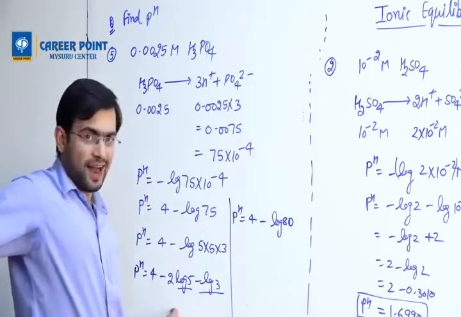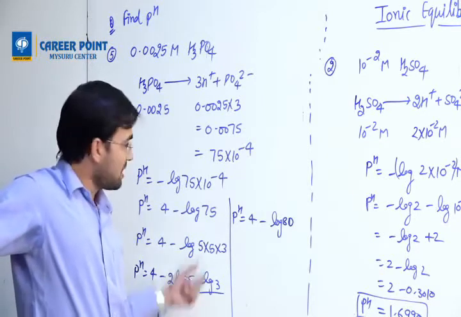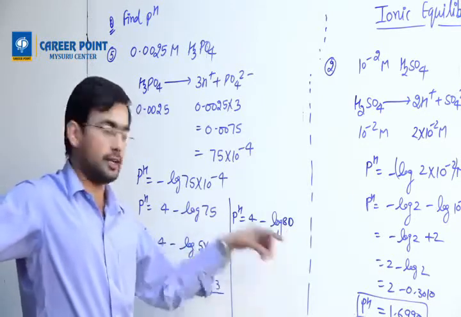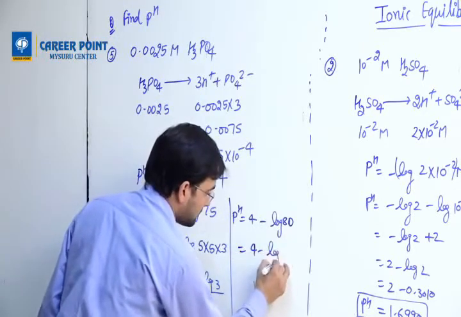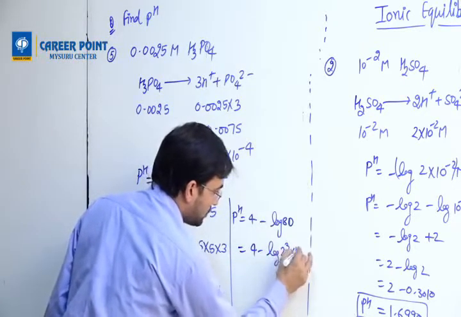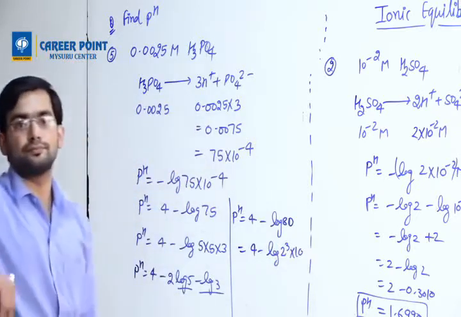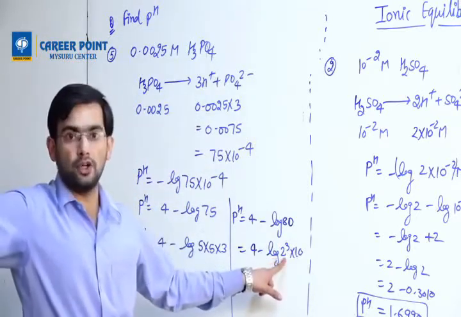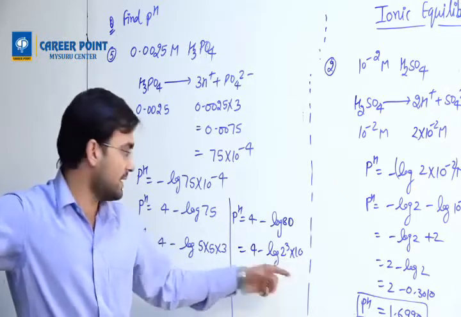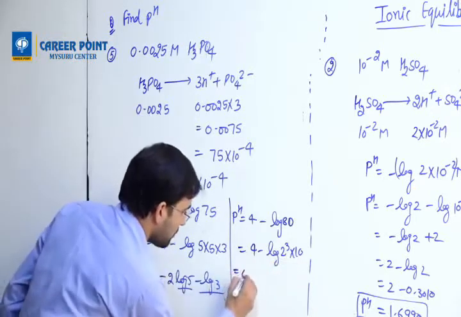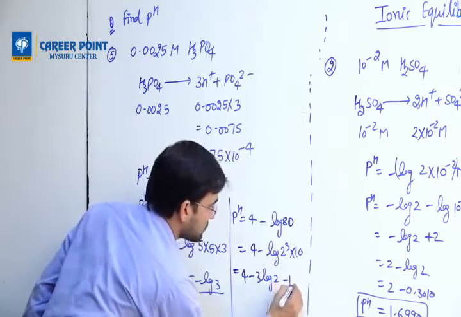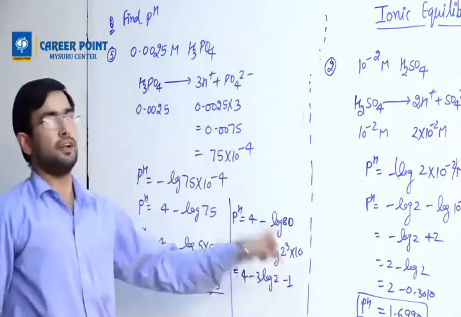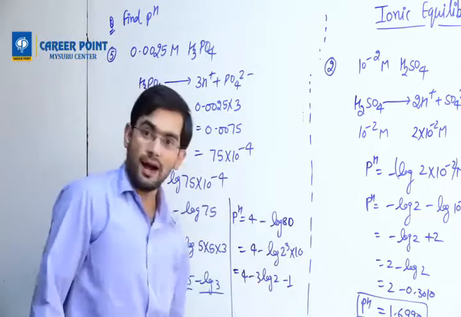If you don't have that much time and you are in a hurry, convert this 75 into log 80. Now log 80, how do you find log 80? 4 minus, this is 2 power cube into 10. 2 power cube is 8, into 10, 80. This can also be written as 4 minus 3 log 2 minus 1, because log 10 will become 1.